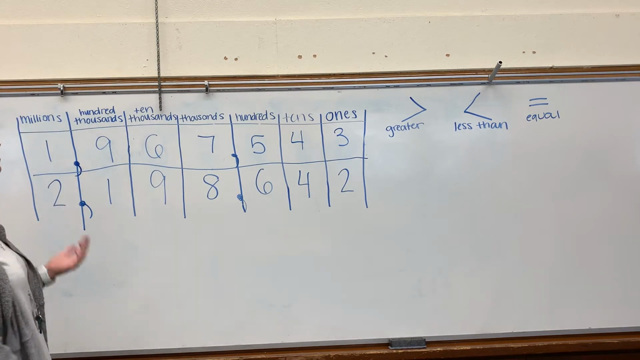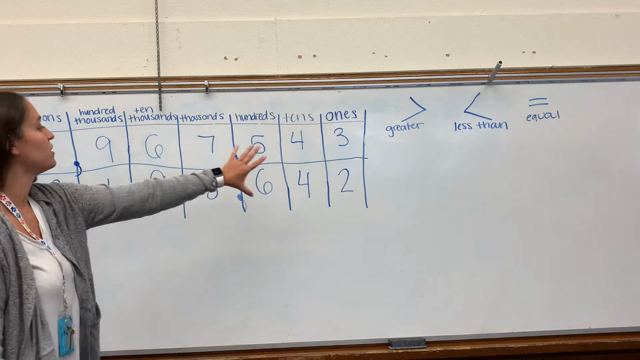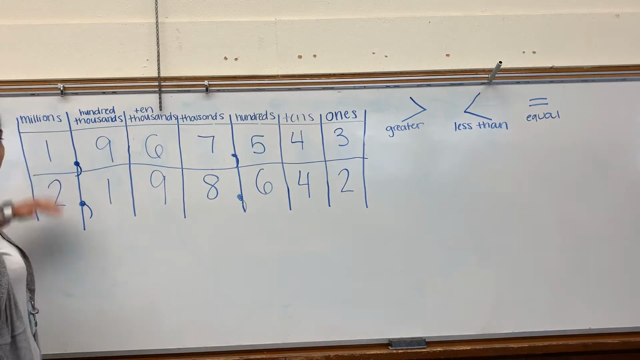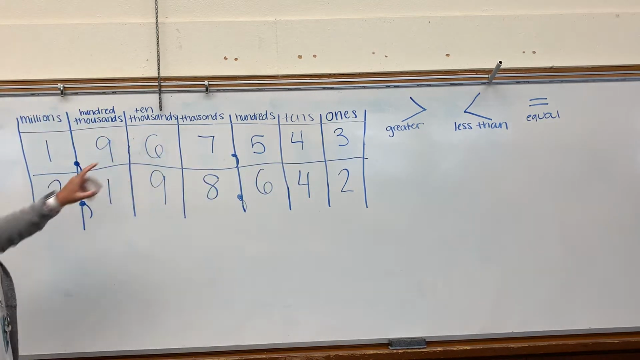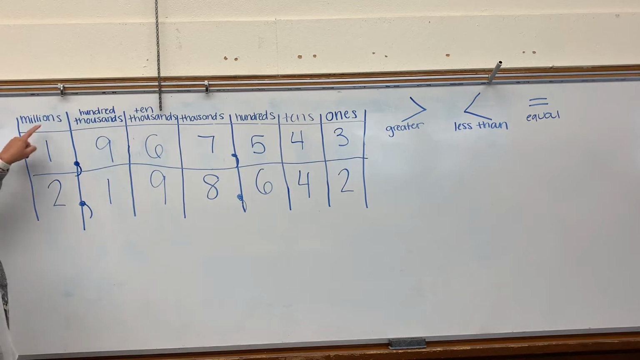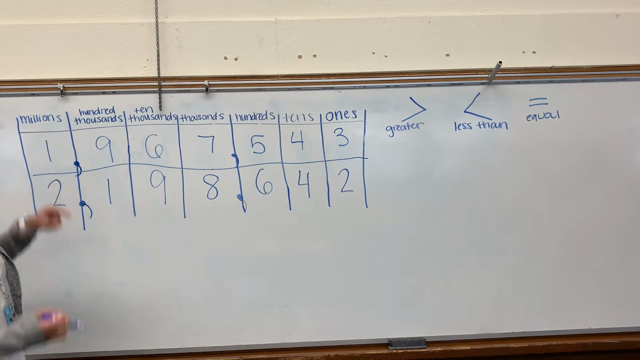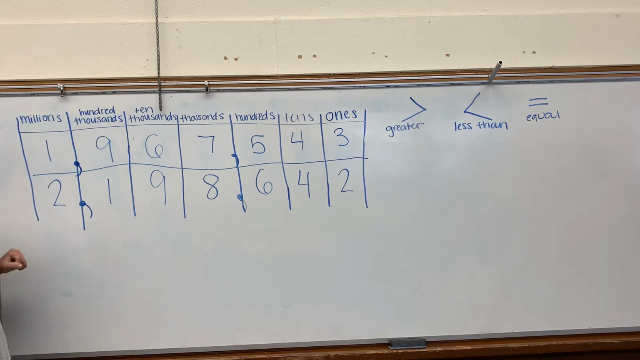So we always want to compare the number that's in the highest place value, okay? Both of our numbers are 7 digits, so they both have numbers in the millions column. So I'm going to compare the millions column. In my first number, it's a 1. In my second number, it's a 2. Well, what's greater, 1 or 2? 2 is greater than 1, right? So this number is the bigger number, okay?